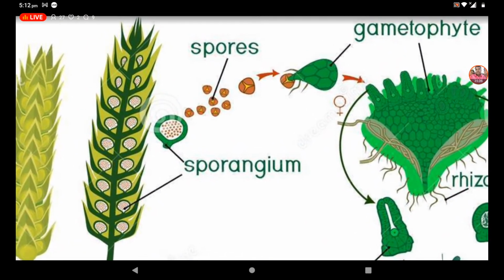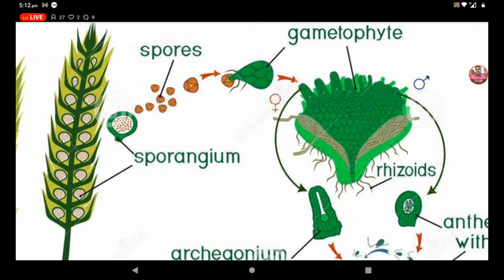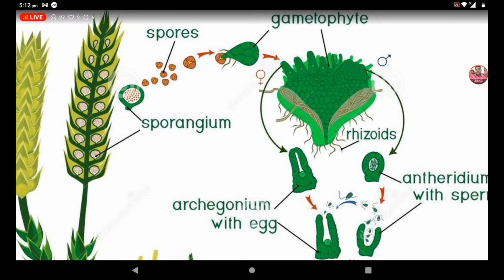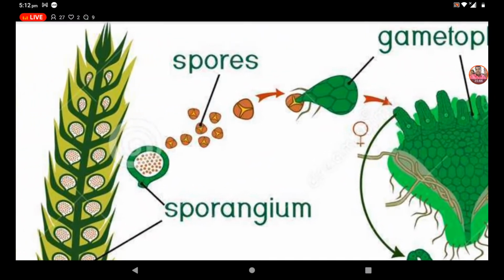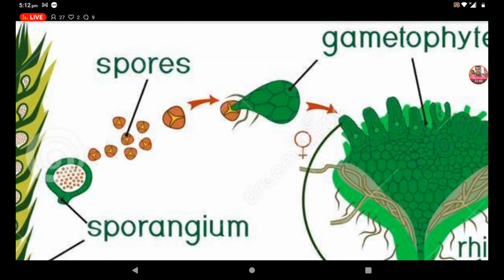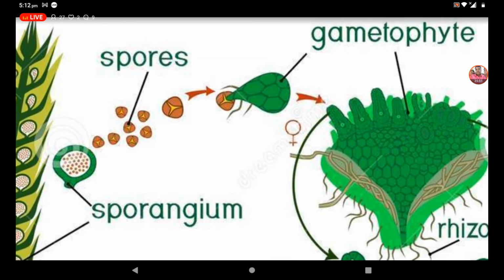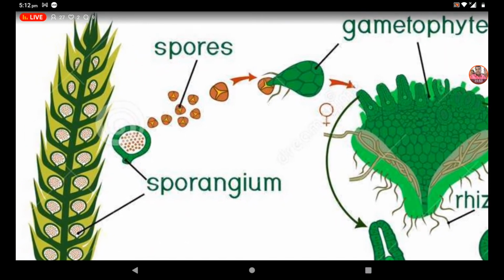Inside the sporangium, spores develop. Such spores germinate and form a gametophyte. See, germination of the spore is found here: germination of the spore, which becomes the gametophyte. So spore formation takes place only in the sporangium.